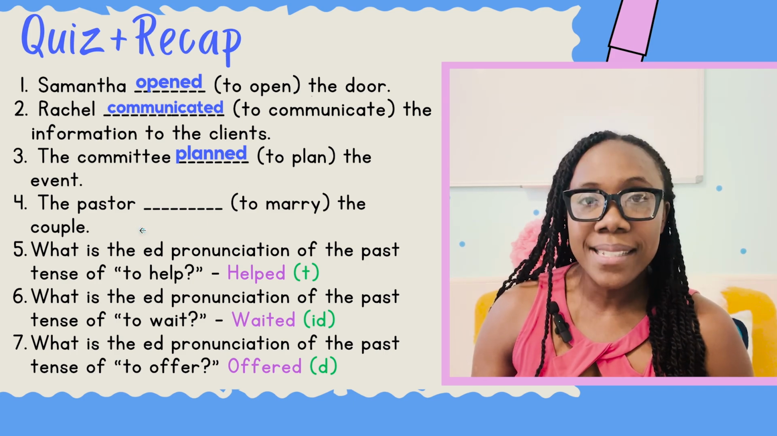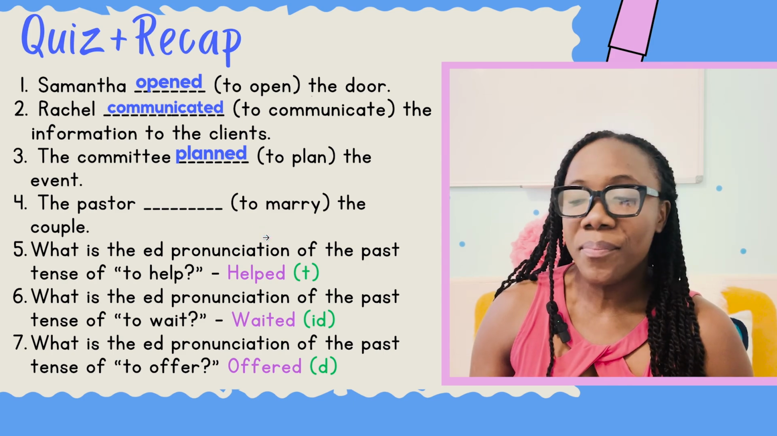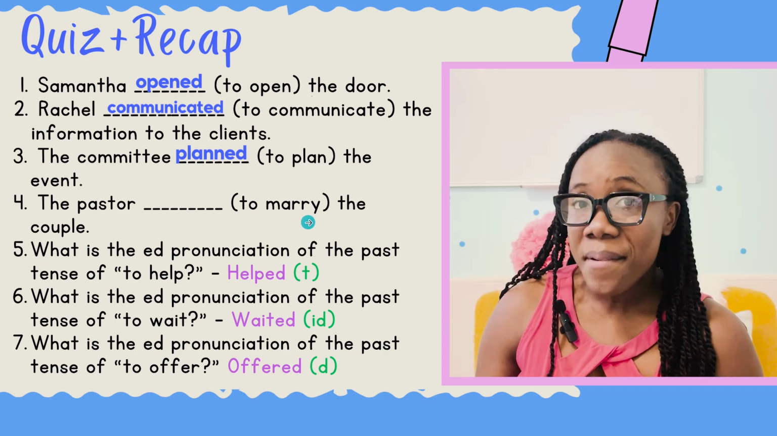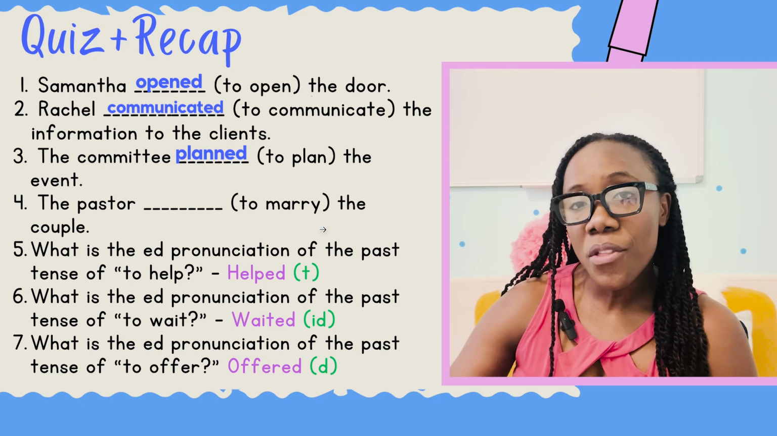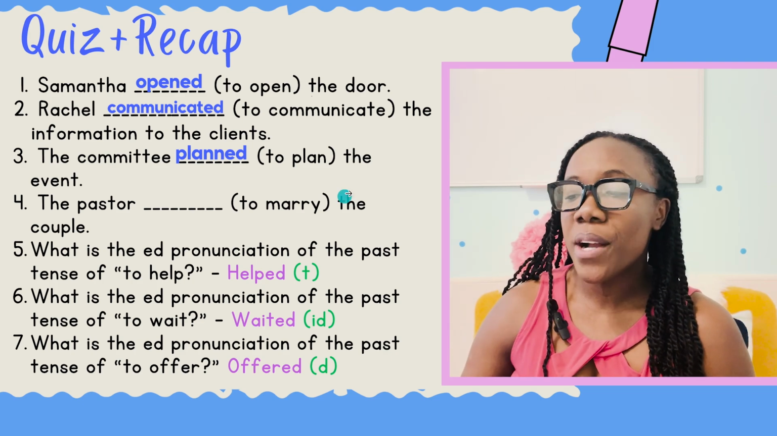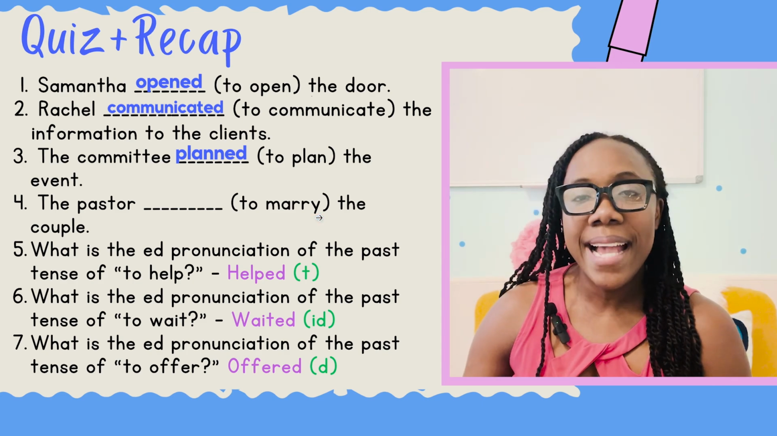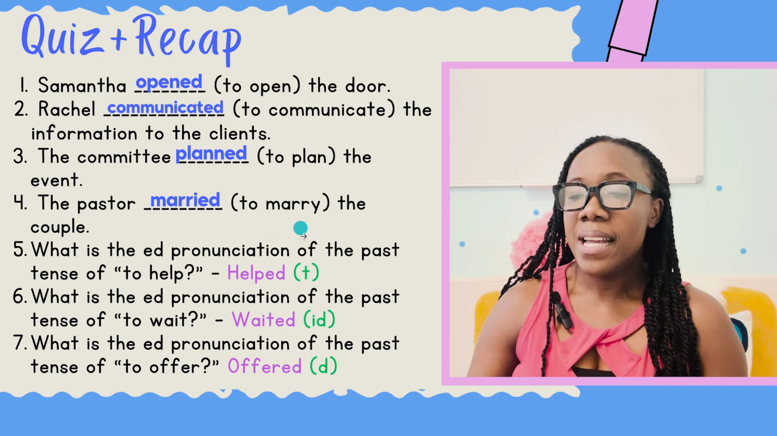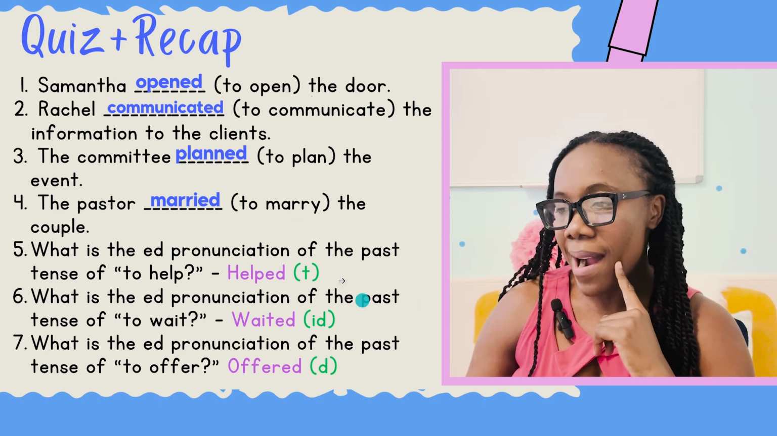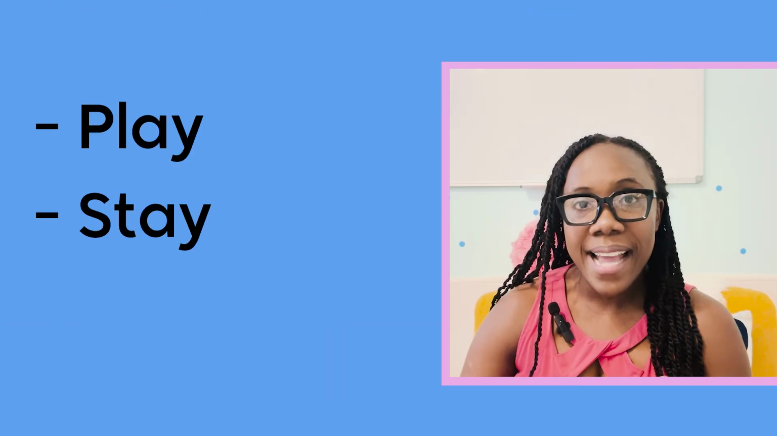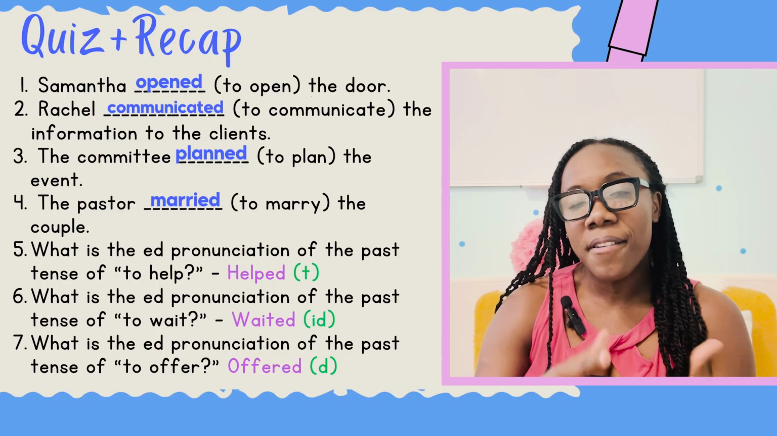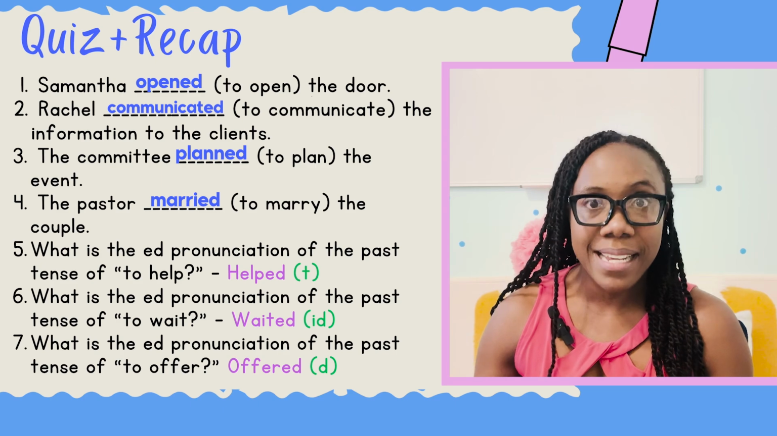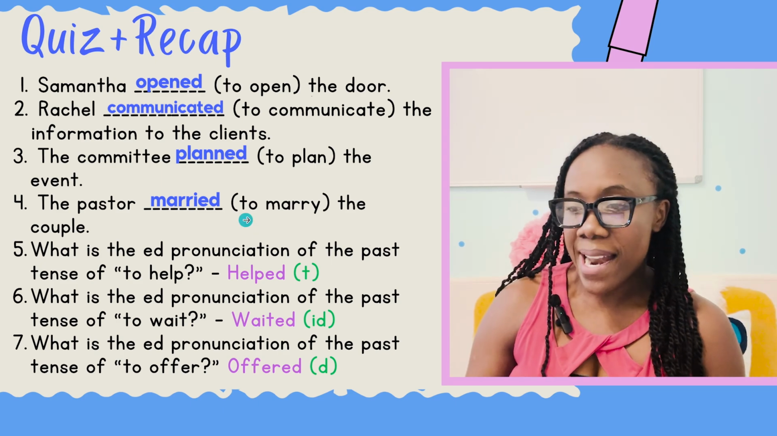Number 4, the pastor blank the couple. The verb is to marry. All right. The verb marry ends with a Y, and before the Y, there's a consonant. So we're going to change the Y to I and then add ED. So the pastor married the couple. Okay. Before we go on to the pronunciation part, for verbs like play and stay and pray, those verbs have vowels before the Y, so we treat them as regular verbs and we just add ED. So I just wanted to point that out.